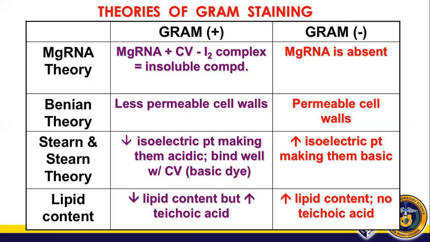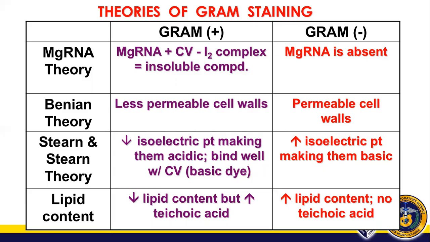Okay, so the Stern and Stern theory has something to do with the isoelectric points and pH. For this theory, gram-positive organisms are said to have a low isoelectric point, making them acidic. And when a material is acidic, it binds perfectly well with basic dyes like crystal violet. Gram-negative cell walls are said to have increased isoelectric points, making them basic. And basic materials do not bind well with basic dyes like crystal violet. Then we have the lipid theory.